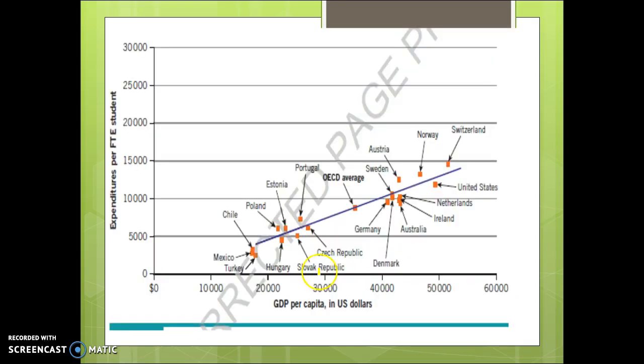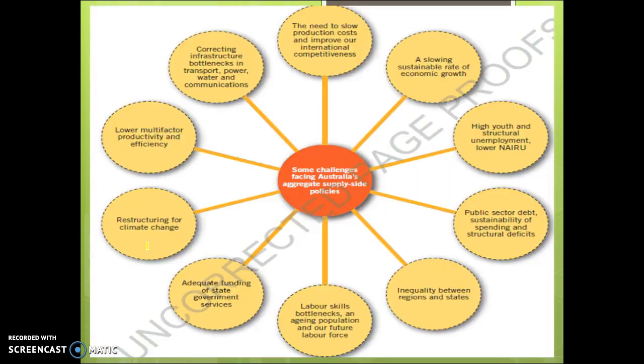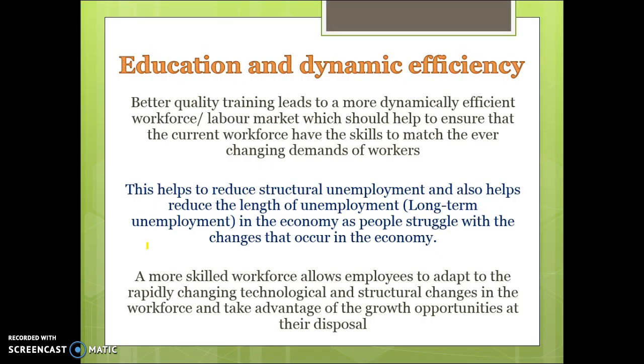Okay, as you can see, countries that spend a higher amount on education per student, so this is education spending per student, and average GDP per capita, you can see there's a strong correlation between education spending on the y-axis and GDP per capita. So these countries that are spending less are generally experiencing lower GDP per capita. Okay, so education is critical for productivity.